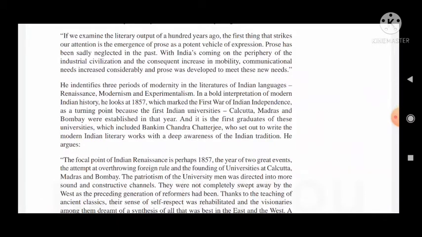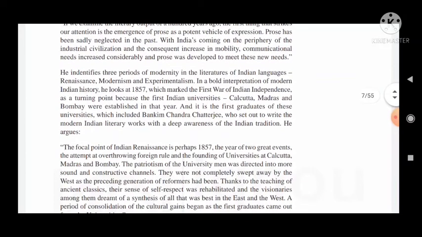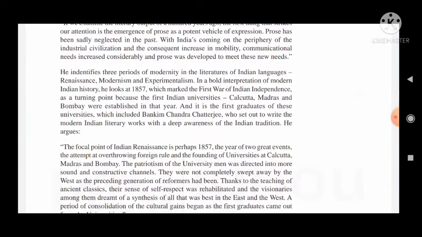Okay, so prose, which was sadly neglected in the past. With India coming on the periphery of the industrial civilization and the consequent increase in mobility, communicational needs increased considerably, and prose was developed to meet these new needs.